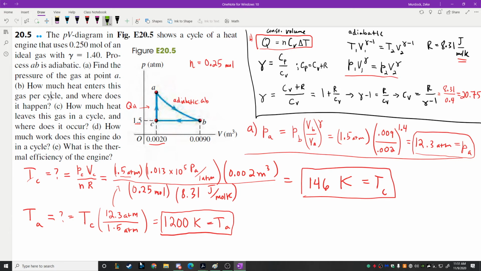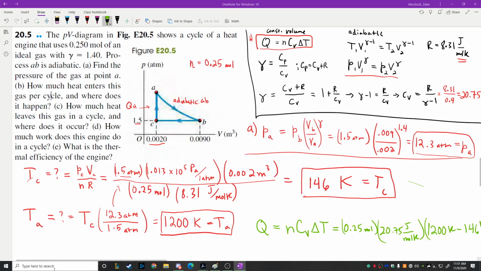So now is where we can take these two numbers and we can plug them into our Q equals N CV delta T equation. So this will be 0.25 moles times CV, which we said was 20.75. Here I can write the units, joules per mole Kelvin. And then we multiply by our temperature difference. Delta T is always going to be related to the direction. It'll be TA minus TC in this case. So we'll be doing 1200 Kelvin minus 146 Kelvin.